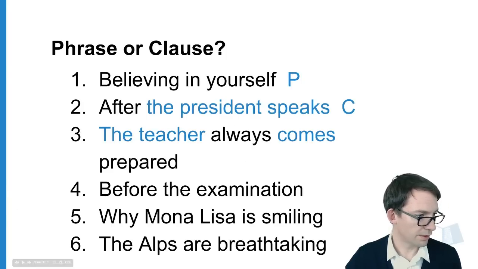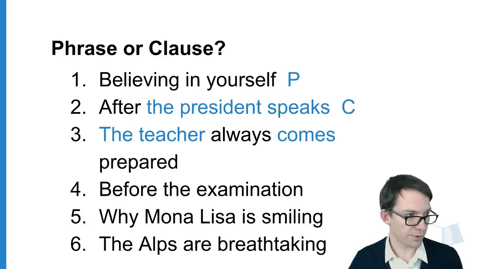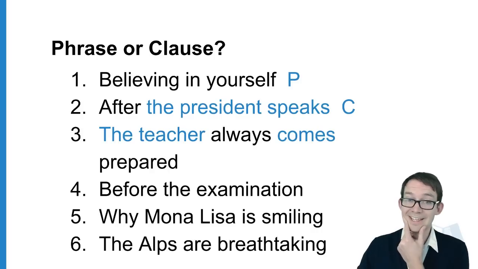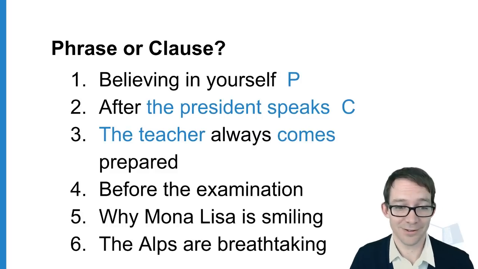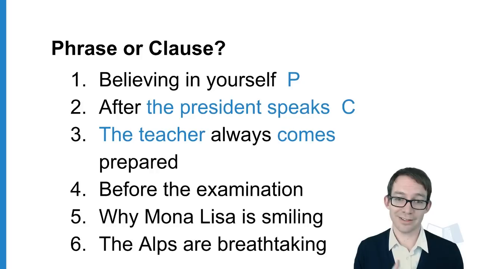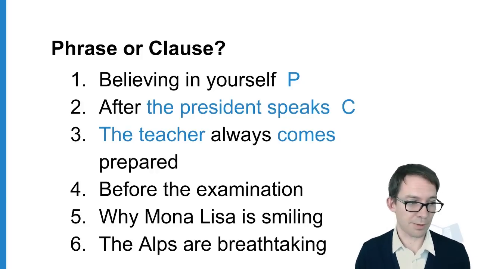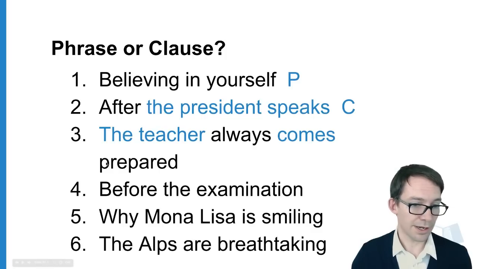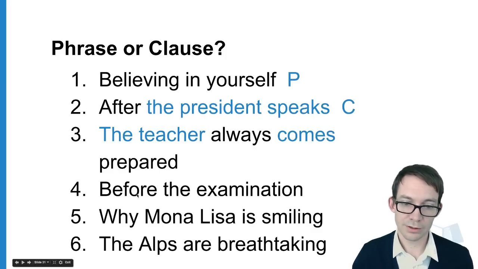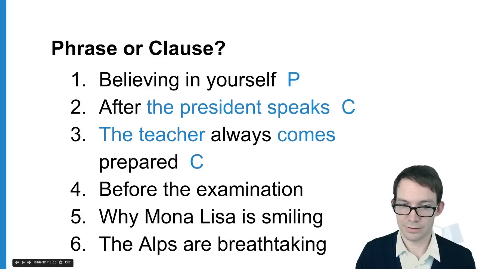And number four, do I have an answer for number four? All right. Yeah, lots of them. Some people are saying number four is a clause. Now this one's kind of a trick. You have to be careful of the word before, because sometimes before is used as a conjunction in a clause, and sometimes it's used as a preposition. So before the examination, in this case, there's no verb, right? You've got a noun here, but there's no verb, so that's a phrase. Okay.